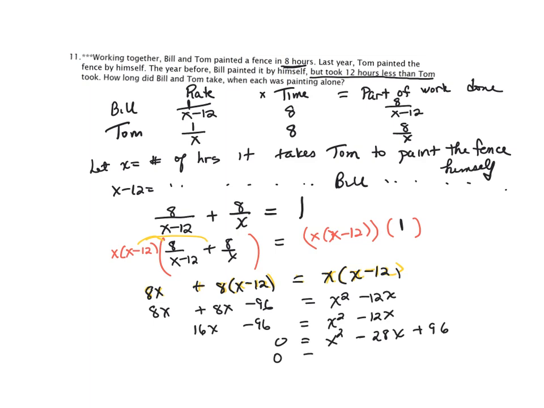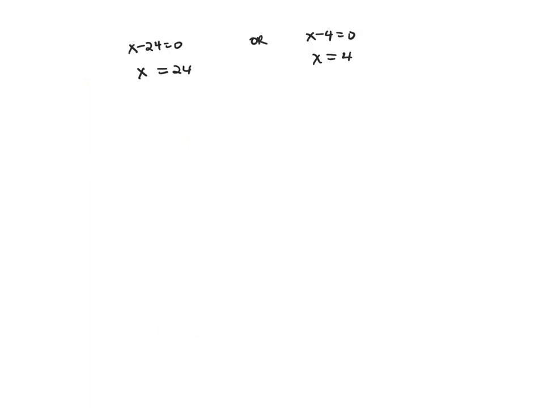So we have to find two factors of 96 that add up to negative 28. And I guess they would both have to be negative. And let's see what that would be. I believe it's negative 24 and negative 4. So when we set each factor to 0, let's go on to the next page, we get two possible answers. X could be 24 or x can be 4.